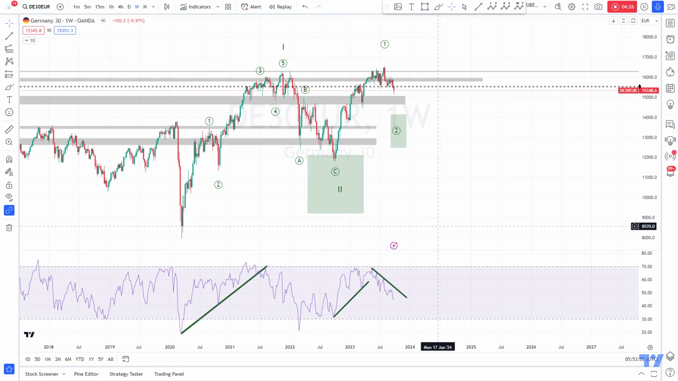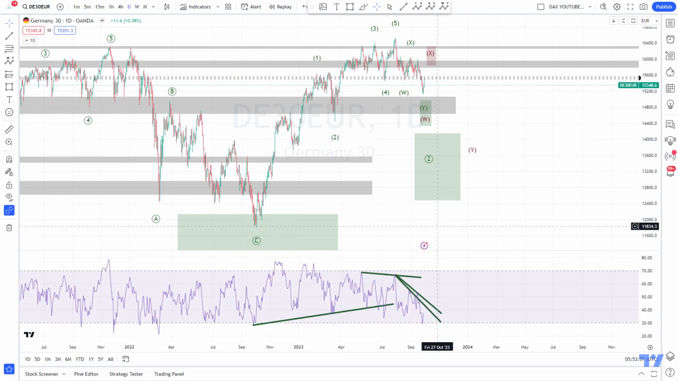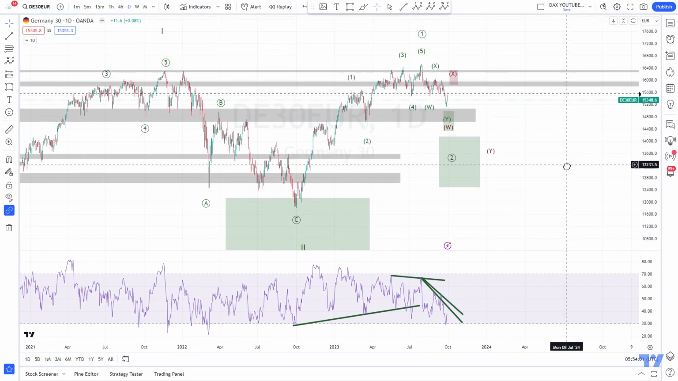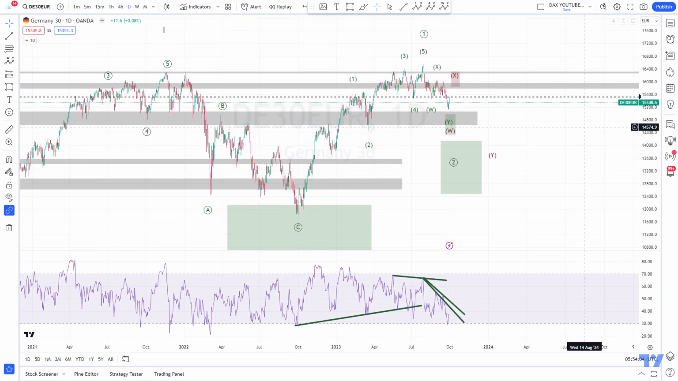Now let's go to the daily. So here we are on the daily chart, and this here was our wave 2 low, and from here I believe we started a wave 1 up in 5 waves, 1, 2, 3, 4, 5. I believe this wave 1 here is finished.